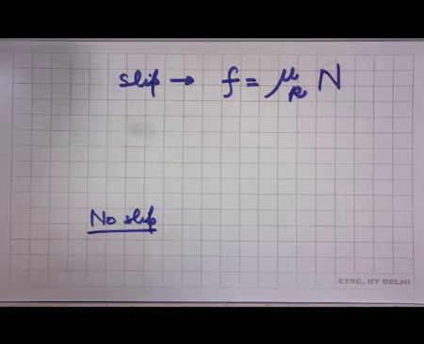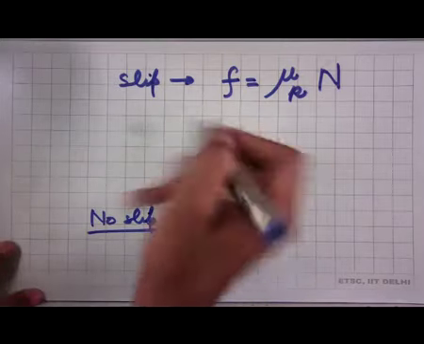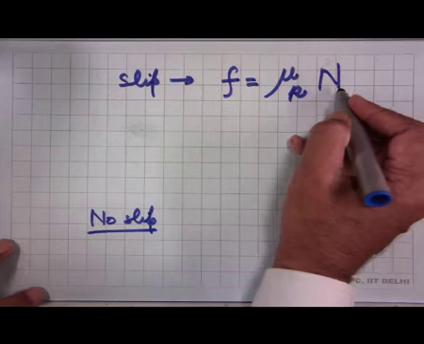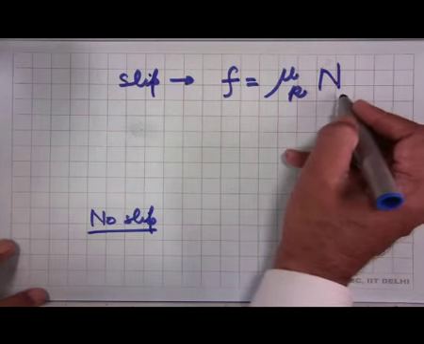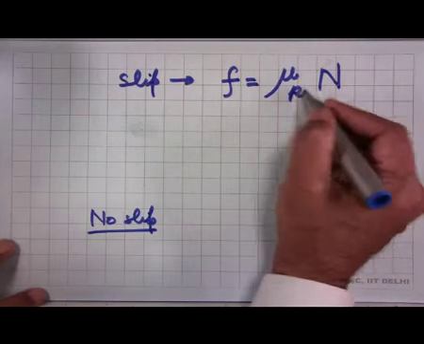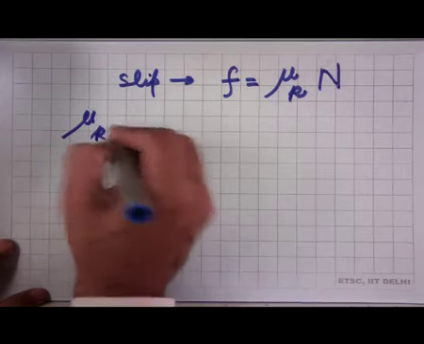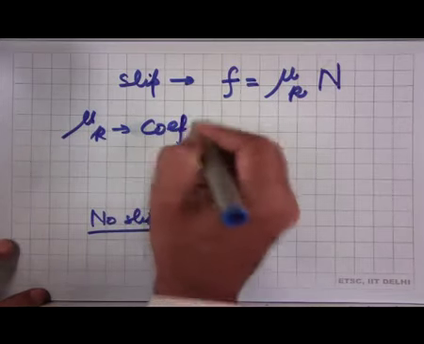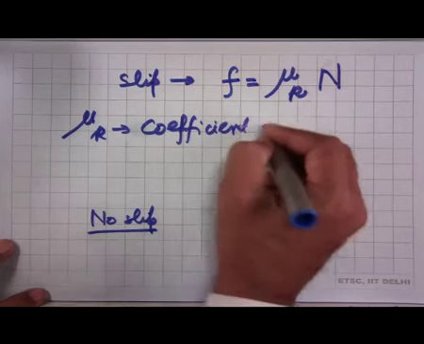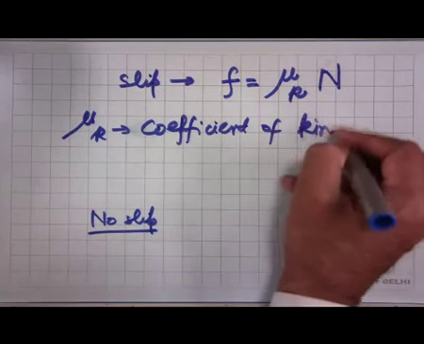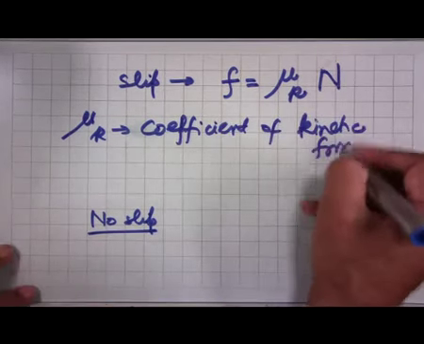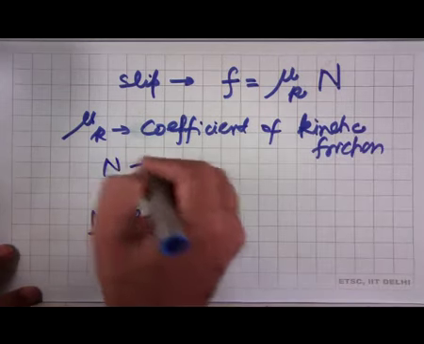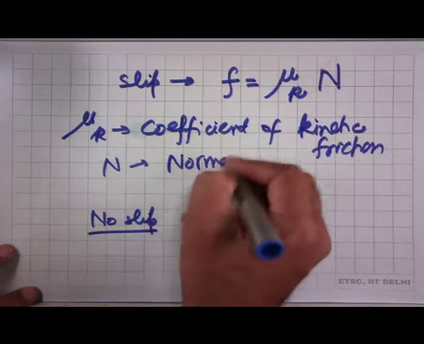So, once the body starts to move, the frictional force is still proportional to the normal reaction, but it is given as mu k times n, where mu k is the coefficient of kinetic friction, and n is still the normal reaction.